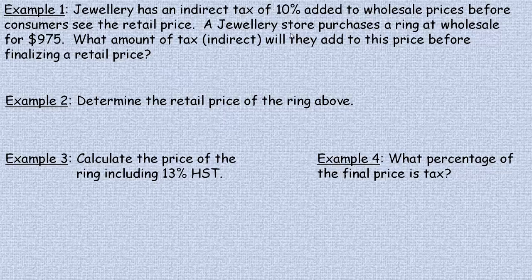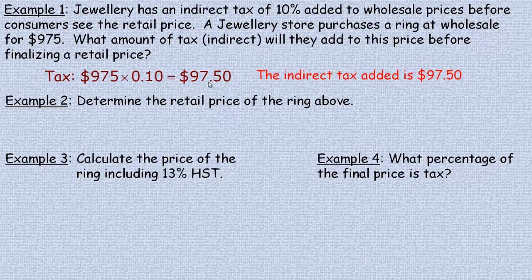So in this example, a jewelry store purchased a ring at wholesale for $975. What amount of tax, the indirect tax we're going to calculate here, will they add to this price before finalizing a retail price? So we would take that $975 and find 10% of it. So we multiply it by 0.10, and that gives us $97.50. So that is the indirect tax that's added to the price to get the retail price.